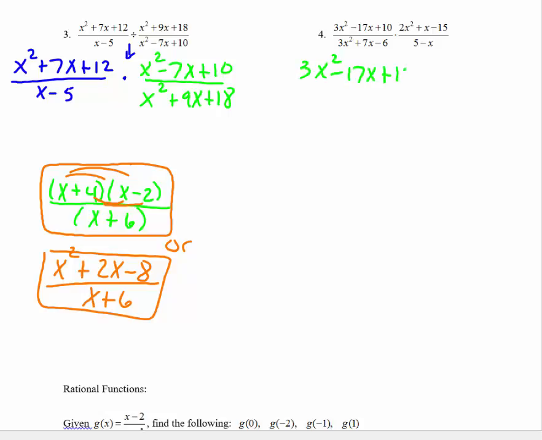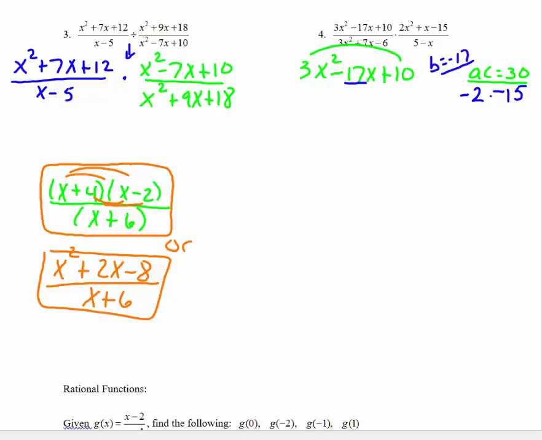How do we start off the AC method? We multiply a times c. So a times c is 30. We need to find the factors of 30 that add up to b. And what is b? Negative 17. So the factors of 30 that add up to negative 17 are a negative 2 and a negative 15, because when I multiply I get a positive 30, but if I add I get a negative 17.